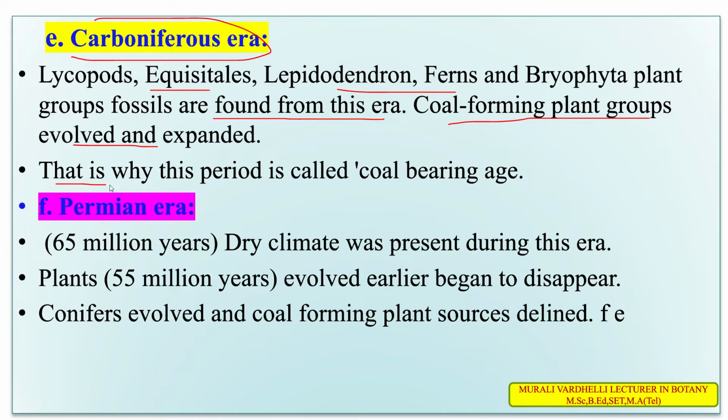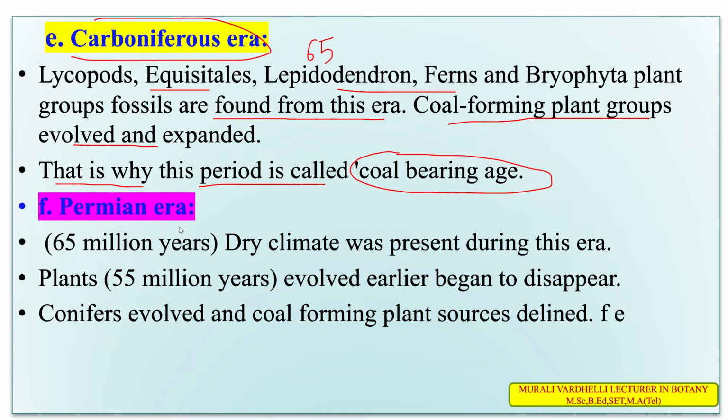So that's why this period is also called the coal bearing age, right? Which age is called the coal bearing age? The Carboniferous era is the coal bearing age. Okay, next. It is also 65 million years. So how many years did it continue? 65 million years.